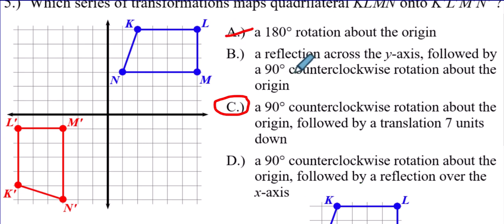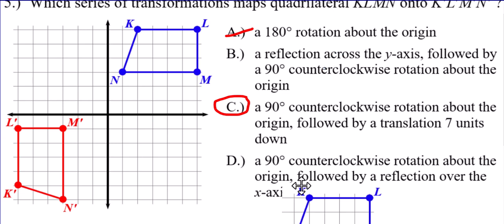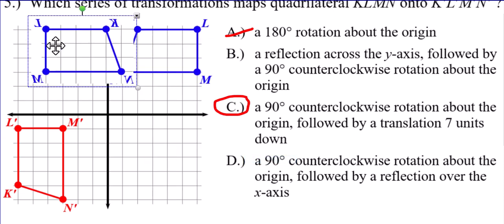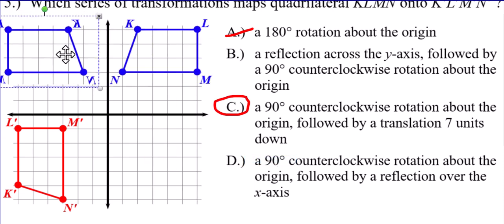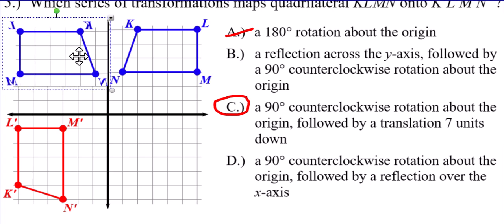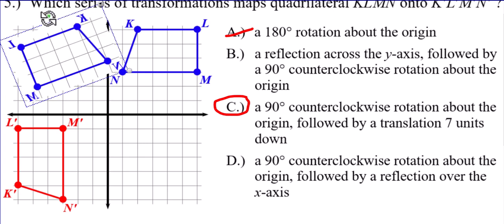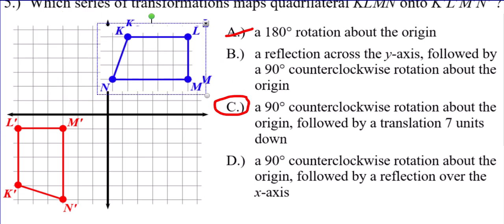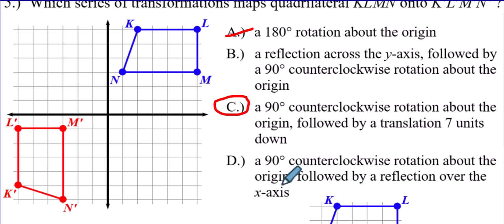All right, why isn't it choice B? If I reflect it over the y-axis, that's going to make it look like this. And then if I do that by a 90-degree counterclockwise rotation, the orientation is like this. Notice where the diagonal is. It's not down here. So this is why choice B is no good. I'll go ahead and cross that out.